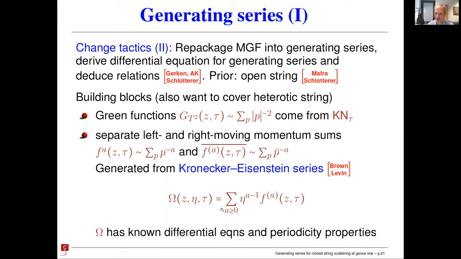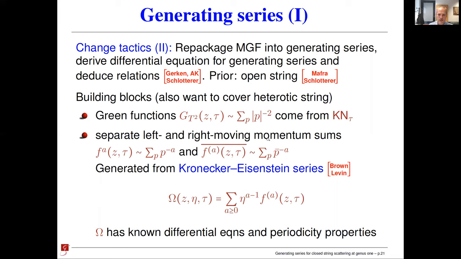And here I've just defined it in a way which says that omega, which is the Kronecker-Eisenstein series, is a generating function for these sums f. So there's some parameter eta that doesn't have any physical significance. It's just a generating series parameter. If I power expand in eta, I generate the functions that I'm interested in. So this is just a way of packaging these different things that could go into diagrams.